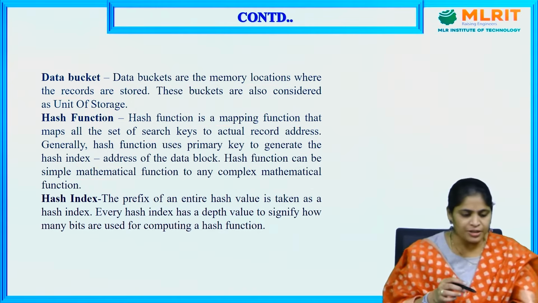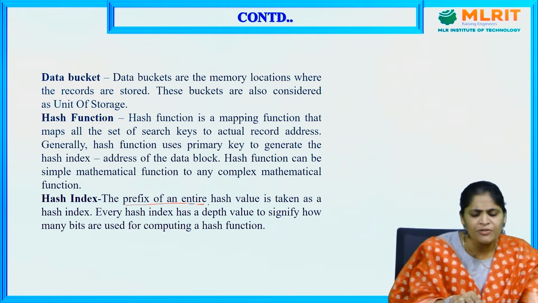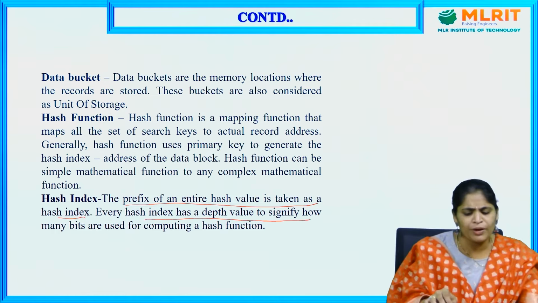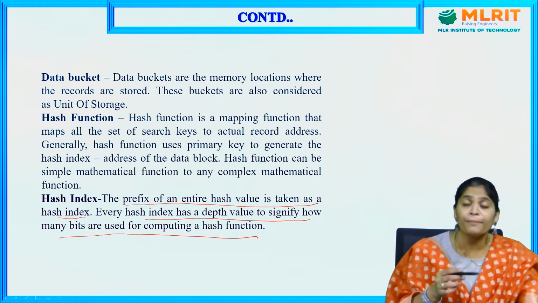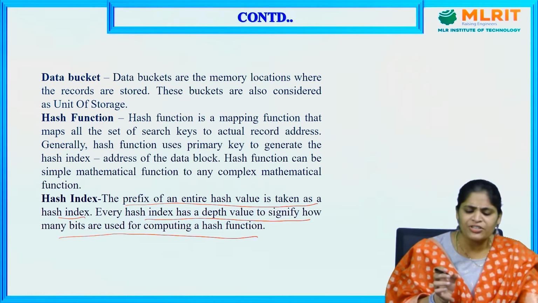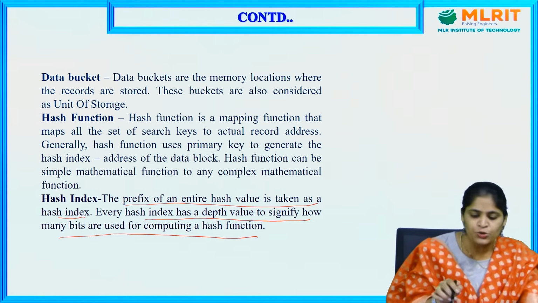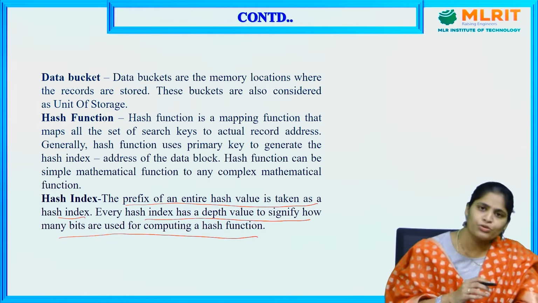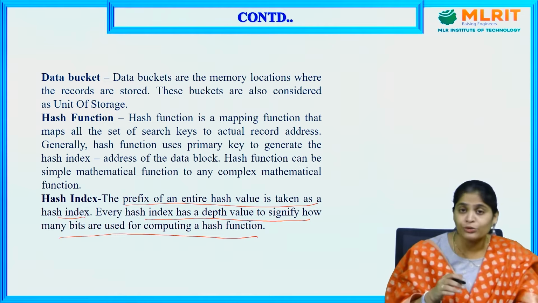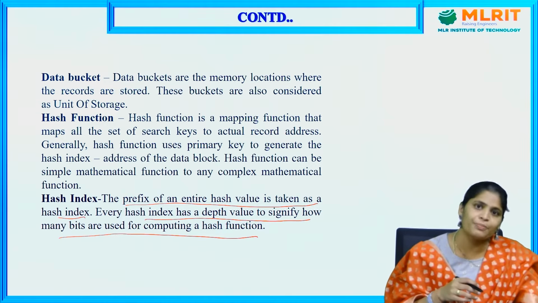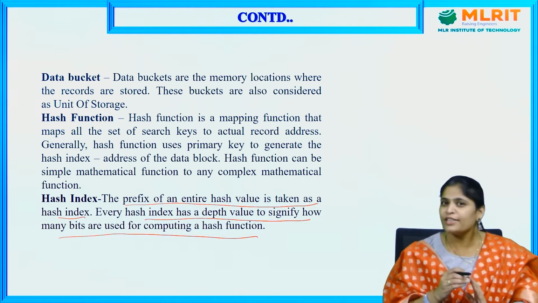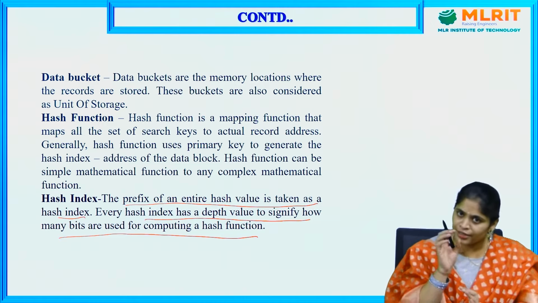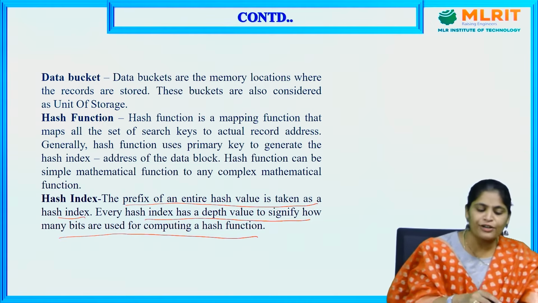And hash index. The prefix of an entire hash value is taken as a hash index. Every hash index has a depth value to signify how many bits are used for computing the hash function. So what is hash index? That is nothing but the prefix of a hash value. That means here in many cases, we convert the decimal value into the binary representation. So in binary representations, we consider least significant bits and most significant bits. So in that particular case, we use these kinds of hash indexes.